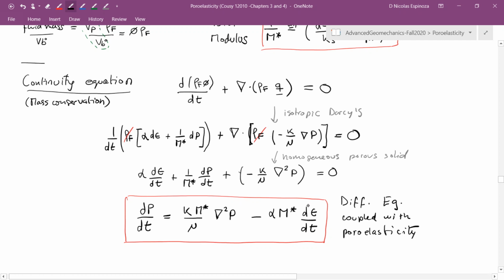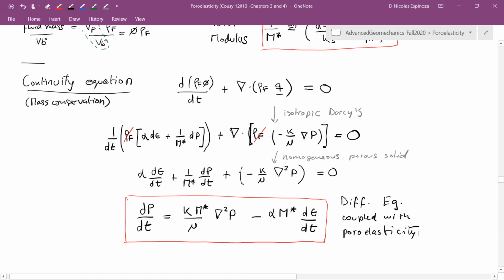Okay, let's see. Let me add one more thing over there before we move to an example. Notice that the opposite is also true, in the sense that a change of pressure could also mean a change of volumetric strain. If I, for example, impose the change of pressure as a condition. And that's where the coupling is. Pressure affects volumetric strain affects pore pressure.